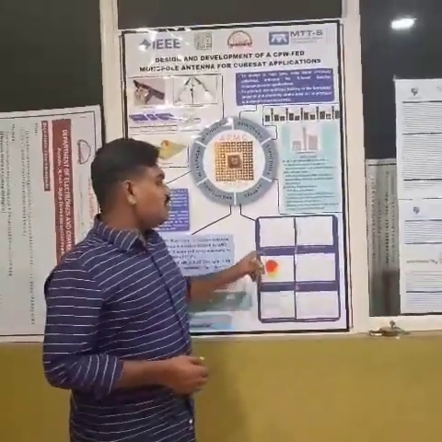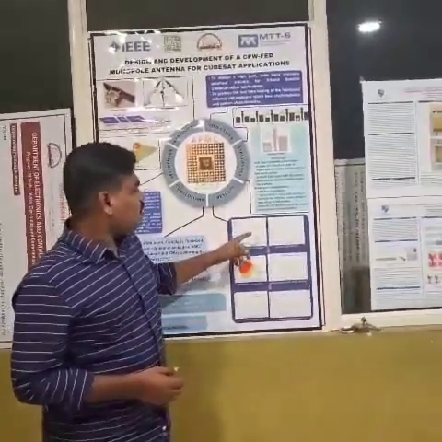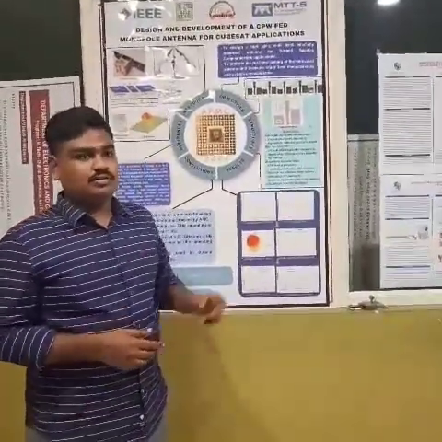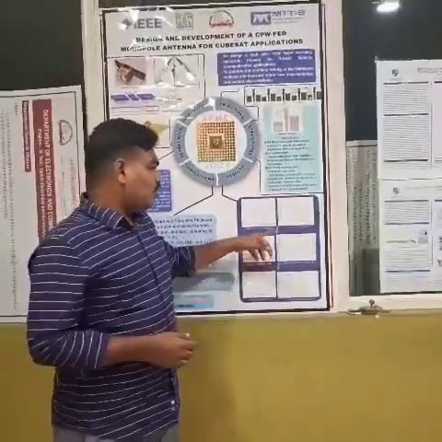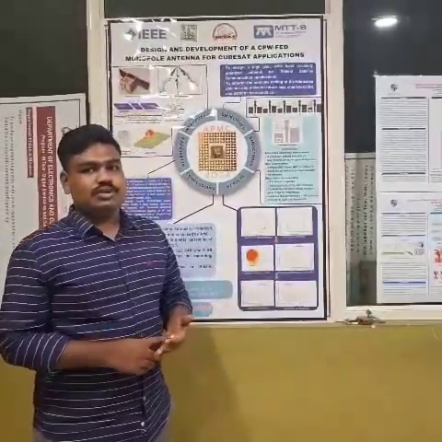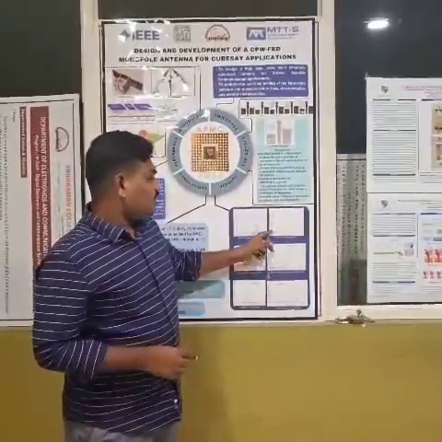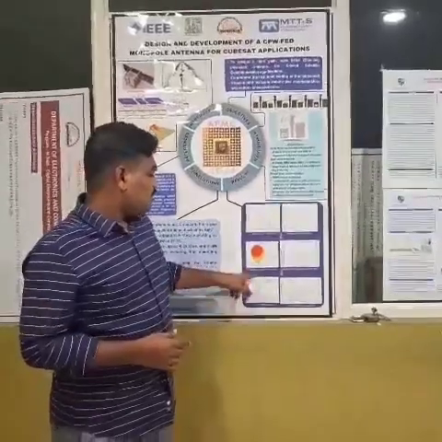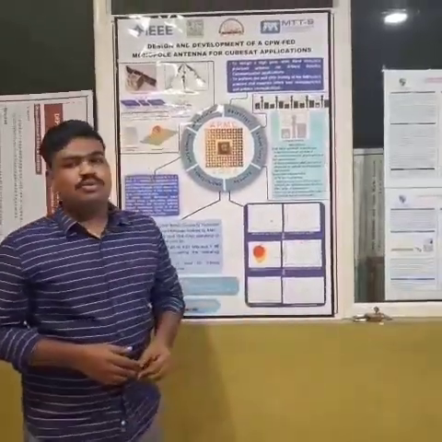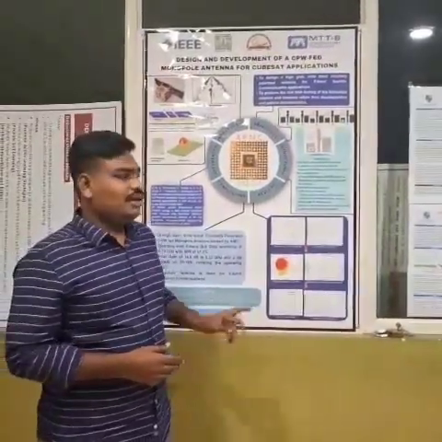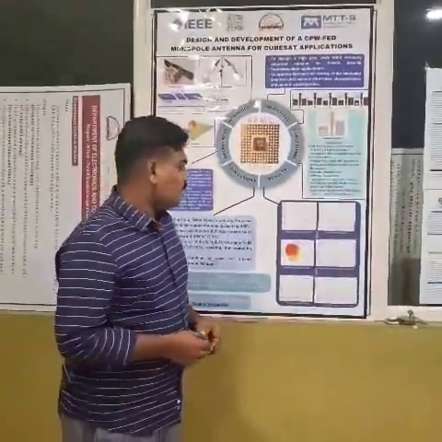Coming to results, for the AMC reflector, after using the AMC reflector with a single antenna, I got a dual band in the X-band frequency range 8 to 12 GHz with a return loss of minus 25 dB, and also the gain is around 9.5 dB at two operating frequencies in both side directions.